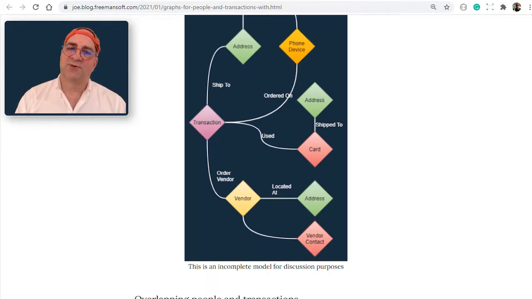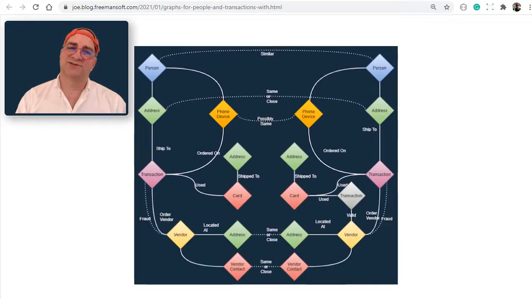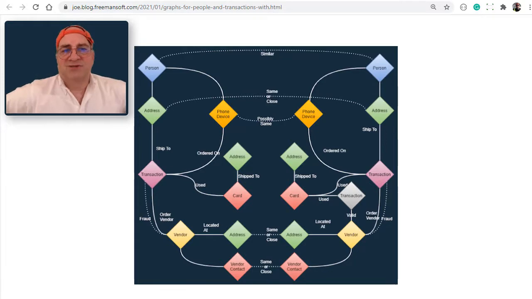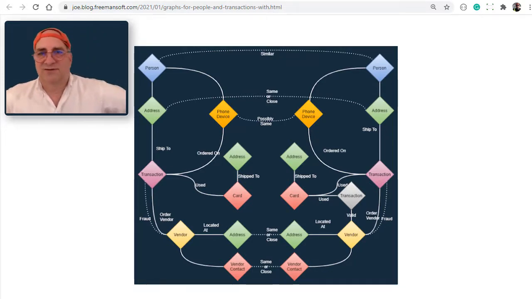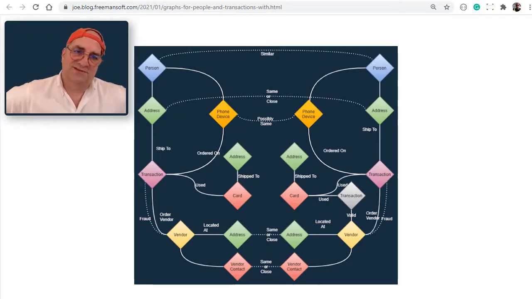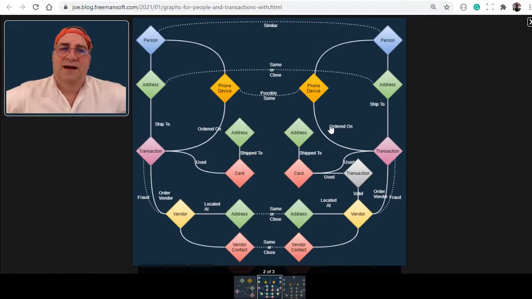So if we wanted to, one way we could do this, so here's two people who did two transactions. And so on the left-hand side, we have one person and the address and their phone and their card address and their transaction and the vendor that they bought from and what the vendor's address was, right? And in this case, I didn't do a billing address, which is probably dumb, but I did a ship to address, right? So the address, the transaction and the address, let me click on this because that'll make it a little bigger. And then on the other side, we have the same thing, right?